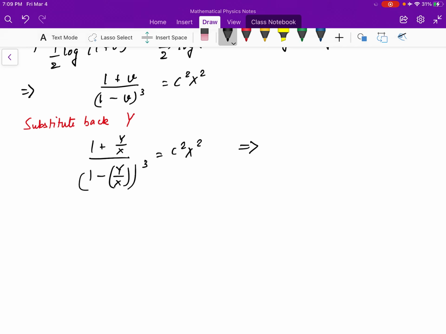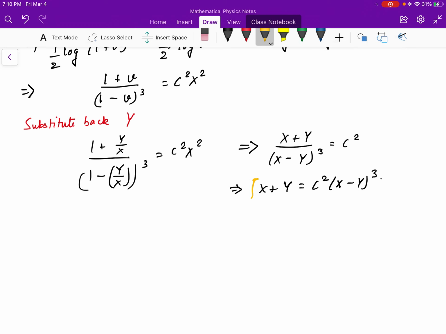And finally, when you simplify this expression, you can see that this is x plus y upon x, and there is an x cube in between, so that will interfere a bit, but it's not very difficult. So (x plus y) equals c square (x minus y) whole cube. Very easy, right? But the game isn't over yet. Why isn't it over yet? It's because X and Y are not the primary variables that we have. Our primary variables are small x and small y.